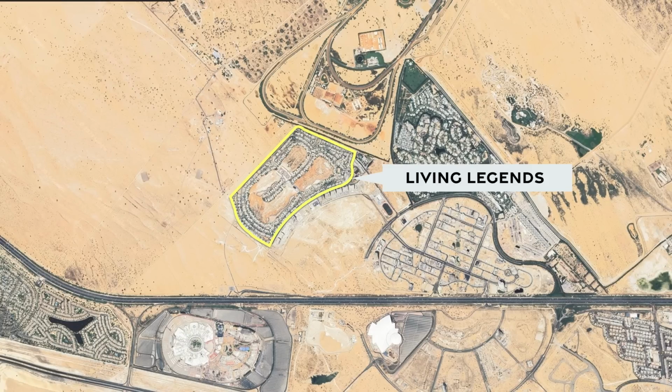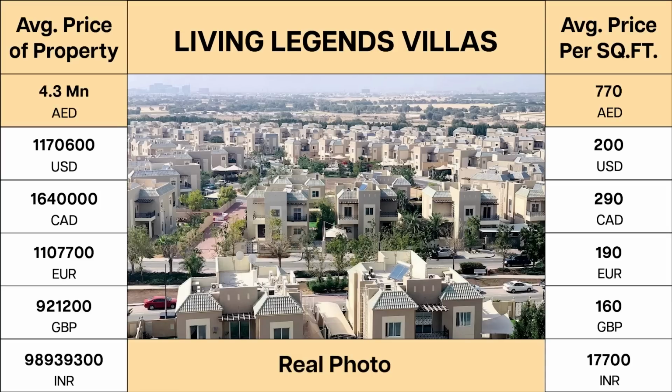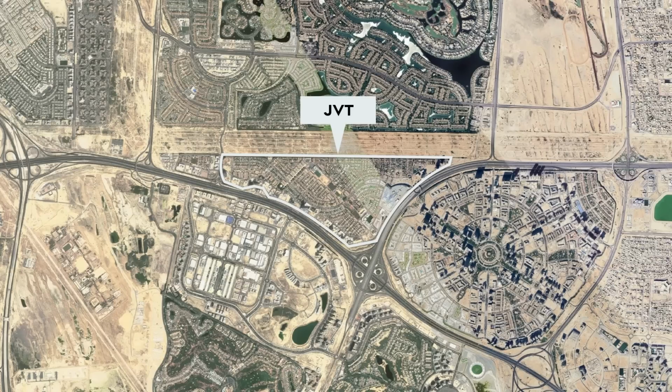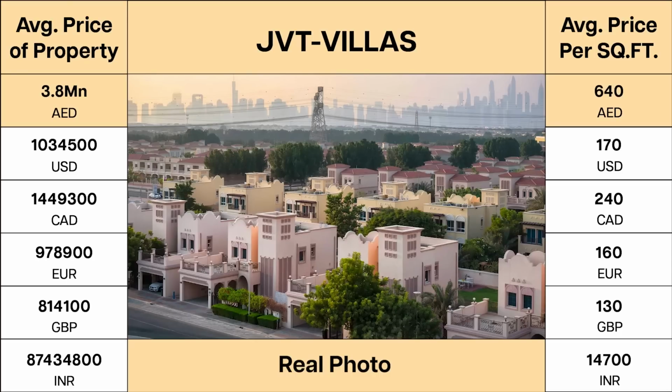Living Legends is one of the existing communities next to the Majan area. Options here for villas are at 770 dirhams per square foot only. Jumeirah Village Triangle or JVT has a number of ready townhouses and villas which have been there for a while. Surprisingly, average price per square foot is just at 640, making it the lowest for this category in the Zone 2.